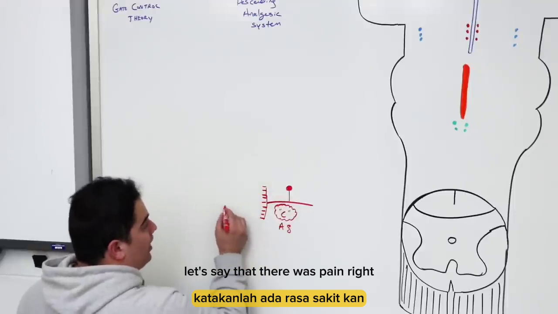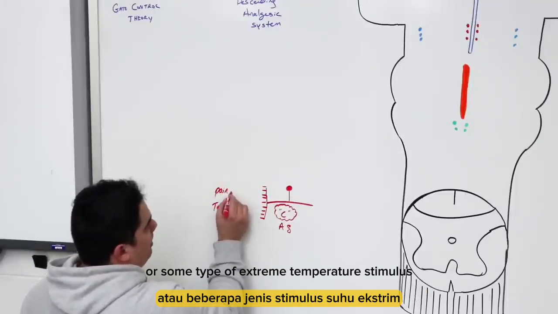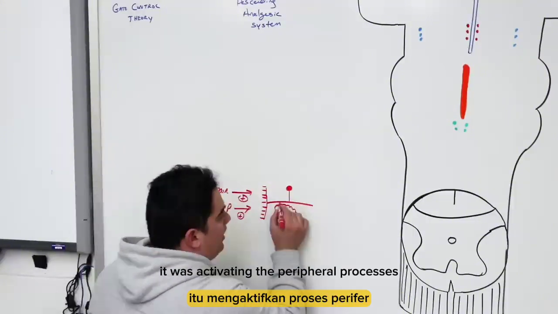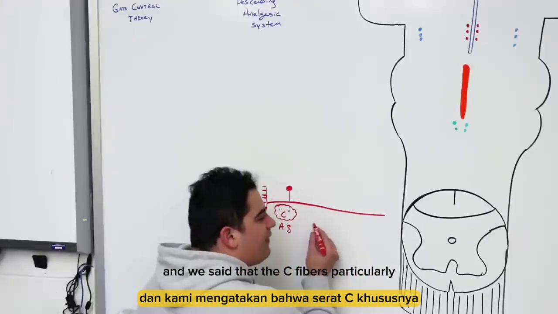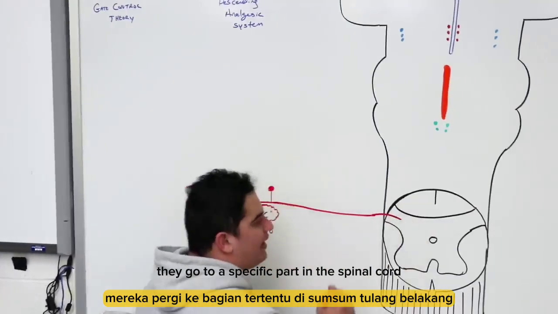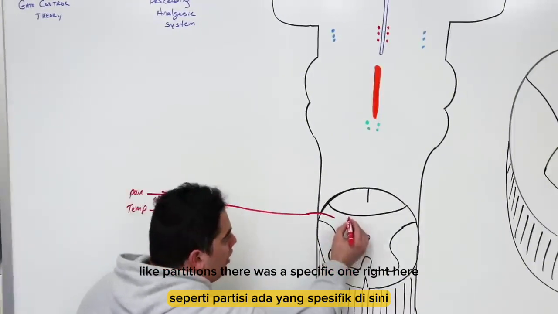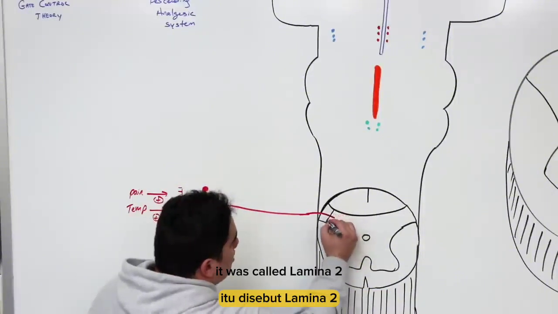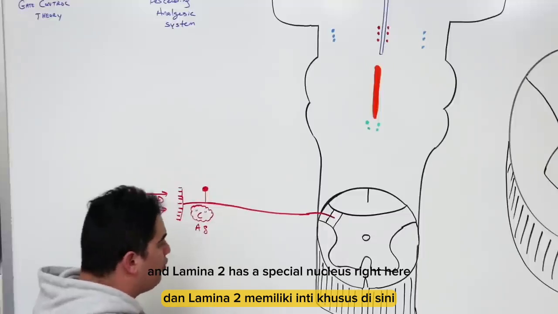Okay, so let's say that there was pain, right? So there was some type of painful stimulus or some type of extreme temperature stimulus, and these were activating these fibers, right? And from that, it was activating the peripheral processes, then the central processes. And we said that the C fibers particularly go to a specific part in the spinal cord. Remember the Rexed laminae? We divided them into different partitions. There was a specific one right here. It was called lamina 2. Okay, and lamina 2 has a special nucleus right here.